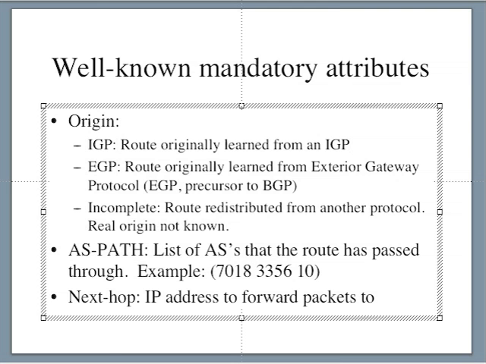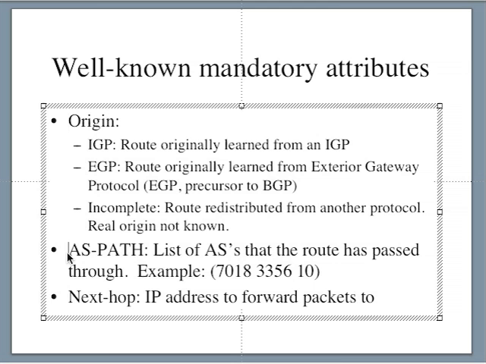EGP is the next type of origin, and that's the route is originally learned from the exterior gateway protocol, which is the obsolete precursor to BGP. I would not expect to find many routes on the internet today with an origin of EGP. In fact, perhaps I should look sometime. And then incomplete. An origin incomplete is a route that is redistributed from another protocol. So the real origin is not really known by the BGP process. That's the first well-known mandatory attribute.